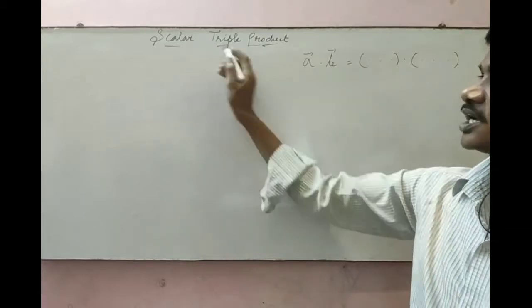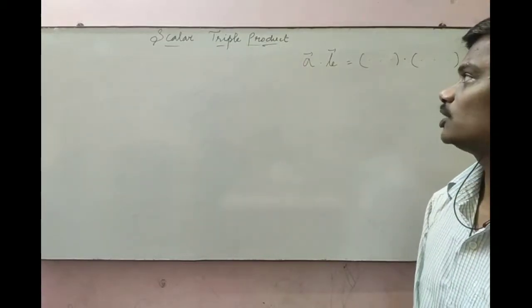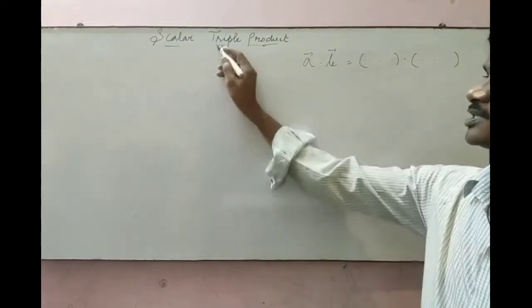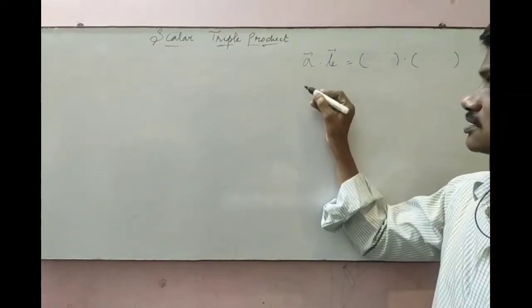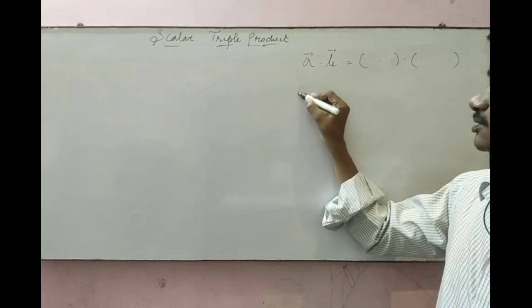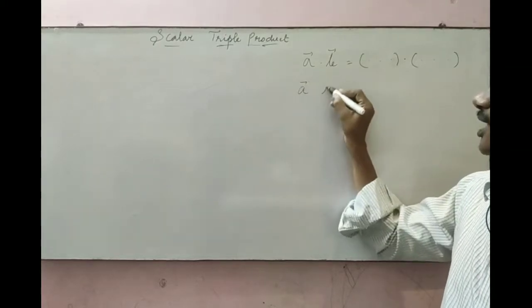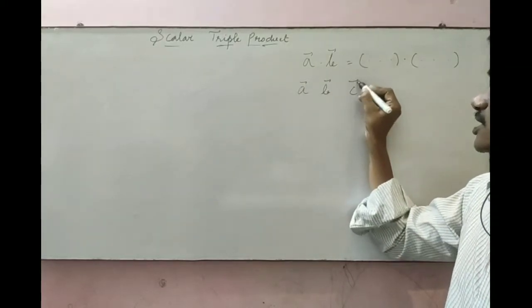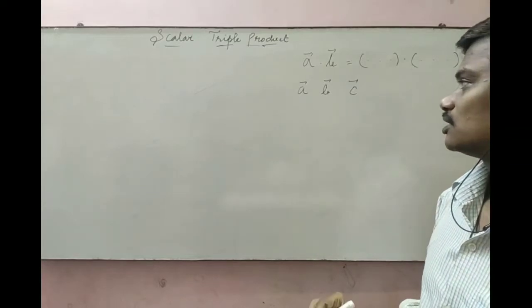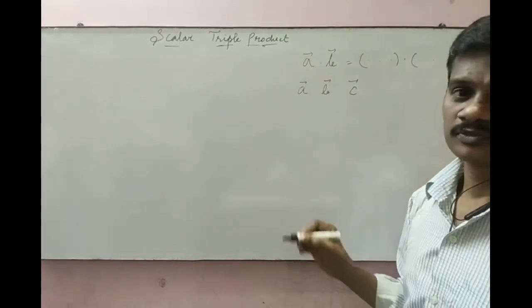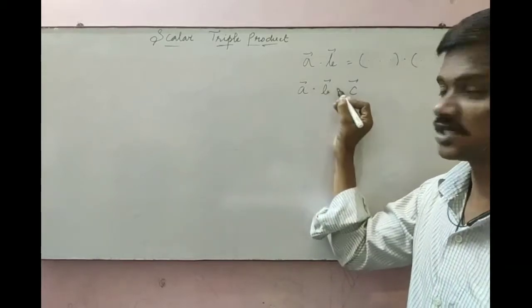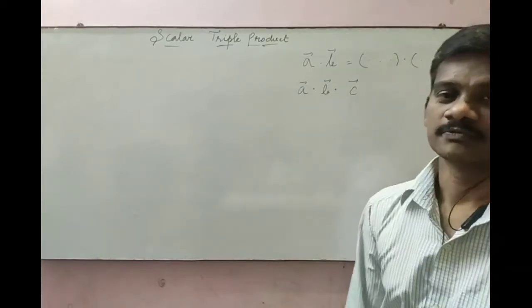When it comes to the scalar triple product, how will you write this scalar triple product? That means three vectors. One is A, the other one is B, the third one is C. How will you write this scalar triple product? Someone is saying A dot B dot C.